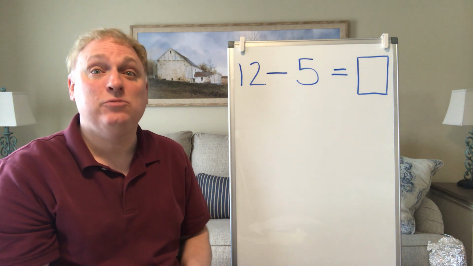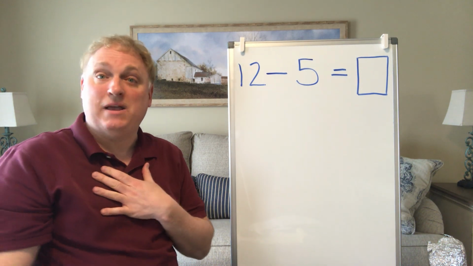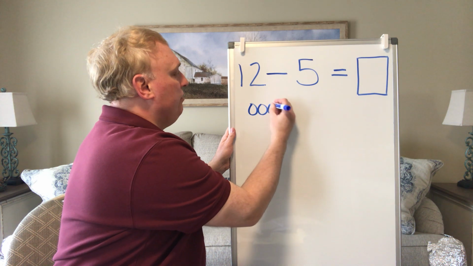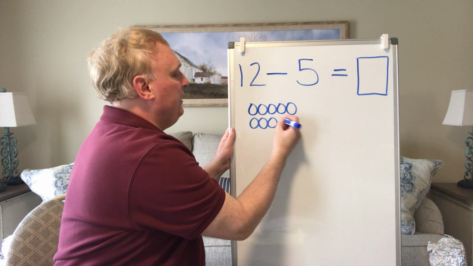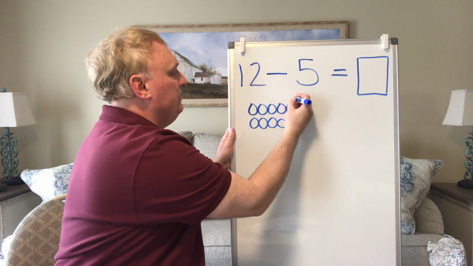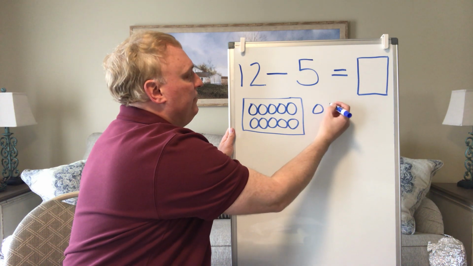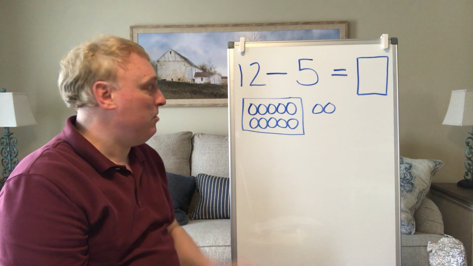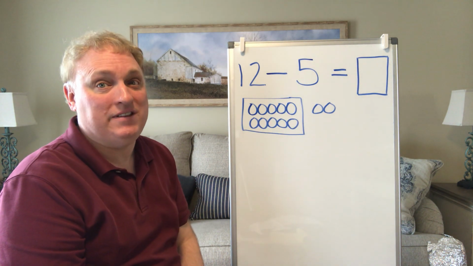Welcome back. Hopefully you paused the video and went ahead and drew your picture. I'm going to start out by drawing my picture of 12. So again, 1, 2, 3, 4, 5, 6, 7, 8, 9, 10. There's my group of 10. 11, 12. Now, I want to take away how many? 5. I want to take away 5.